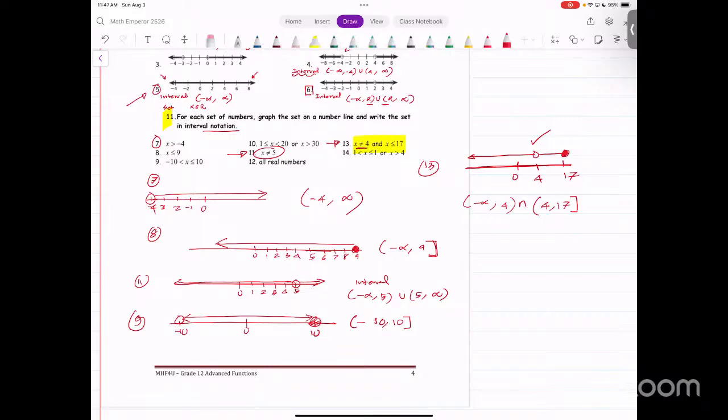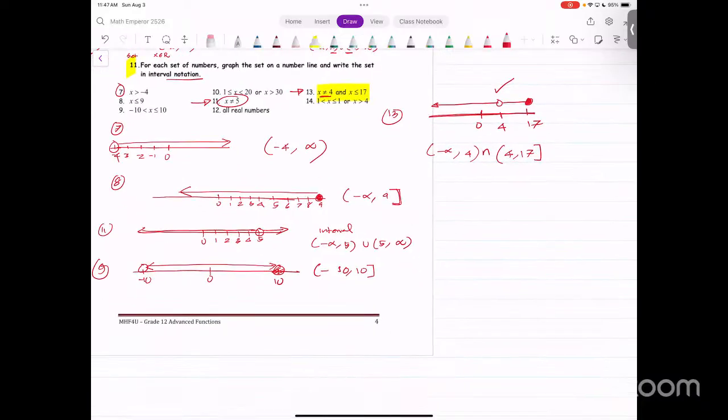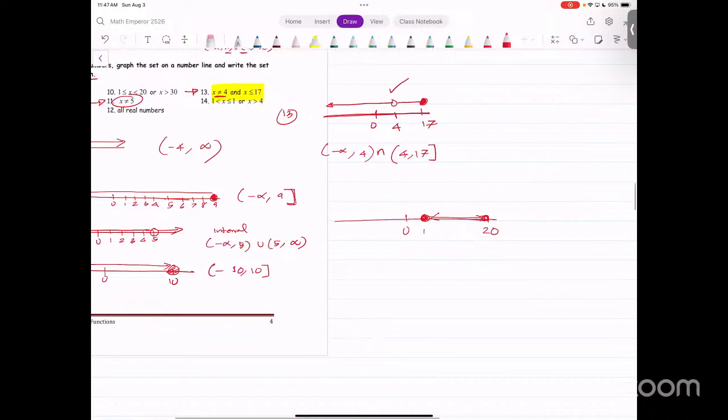10. Oh, 10, you need to help it. So X is 1 to 20. So we're going back to 1 to 20. This is 1, and this is going to be 20. You can see that 1 to 20 is inclusive, so we're going to do the bubble. So that's going to be 1 to 20, or X is greater than 30. So what's going to happen from 30? You're going to have this.